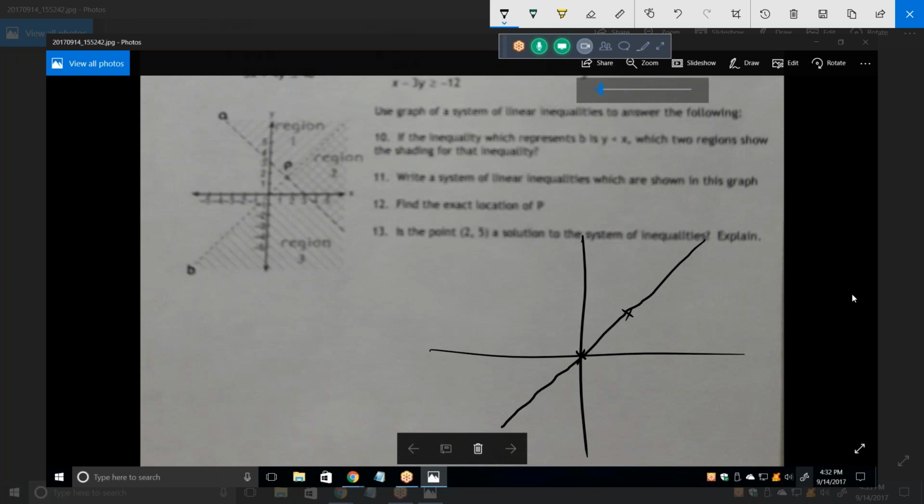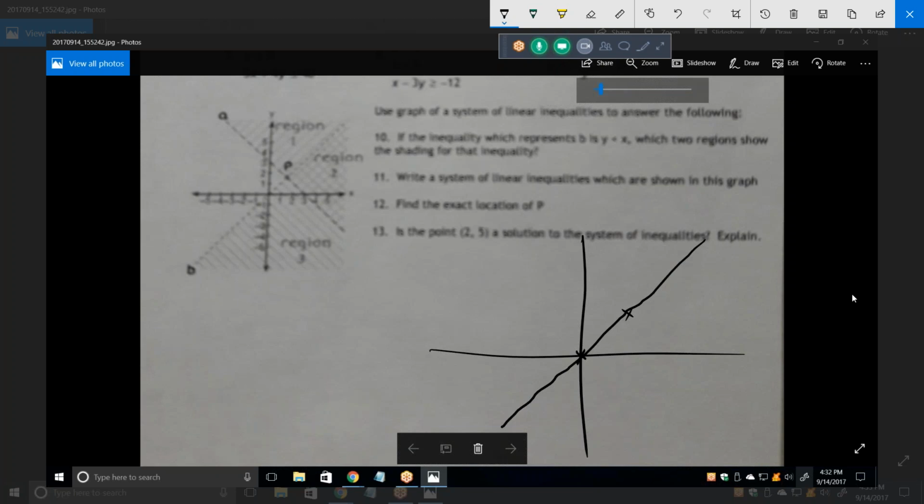So which side of that line do we shade? Below. Correct. As they have done there. Right. And then which two regions show the shading for that inequality? What's the answer to their question? Region 2 and region 3. Correct. Write a system of linear inequalities which are shown in this graph.